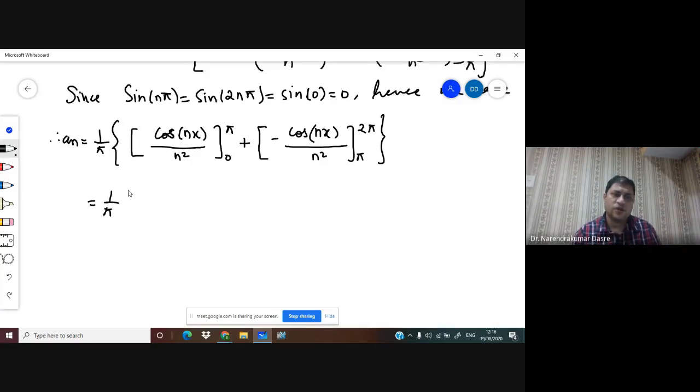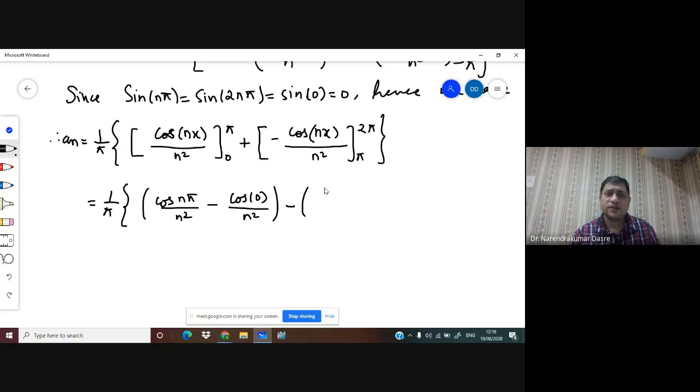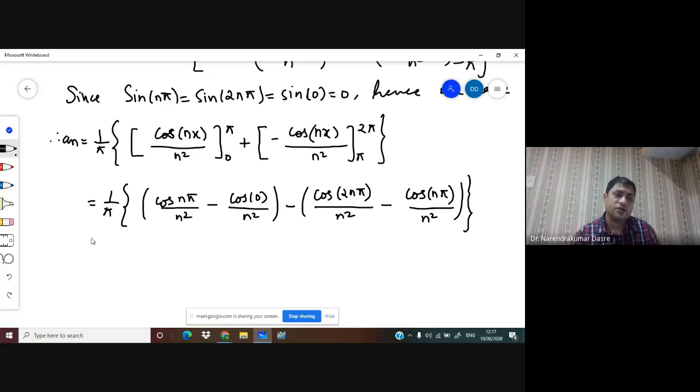So we got 1 upon pi. Here if I put this pi, then I'll be having cos of n pi upon n square minus cos of 0 on n square. Then this will be minus cos of 2n pi upon n square and minus cos of n pi on n square. Okay, so here I have taken this minus outside. So this is the upper limit minus the lower limit. Simplify this, 1 upon pi.